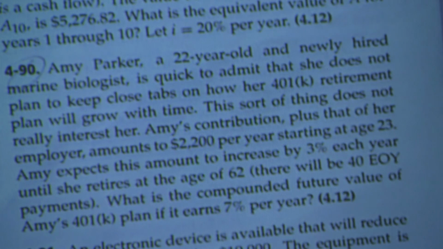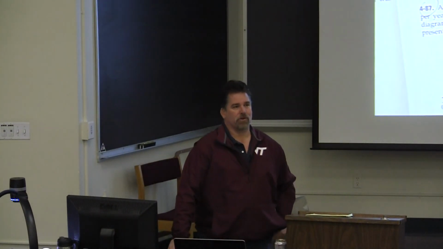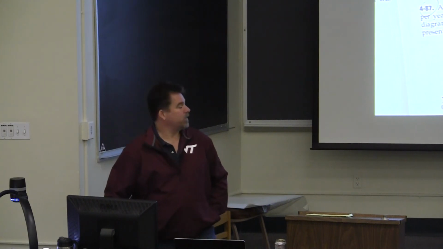So Amy's contribution plus her employer's is $2,200 per year starting at age 23. So that's why the 22 is important. She's 22 now. Starting a year from now, she's going to put $2,200 a year away. So right off the bat, I know that in my year 0, I have 0. I've got nothing, right? And in year 1, I have what? Positive or negative? Good, negative.